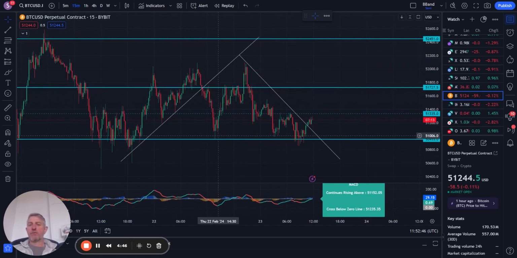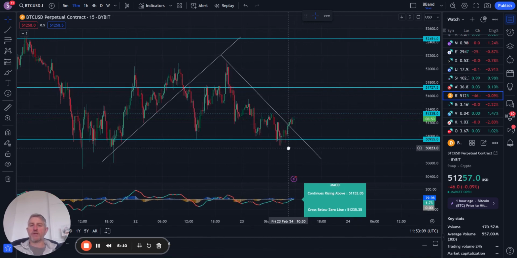Uptrend. Bit of jiggery pokery yesterday, but that mini range high wasn't broken, or didn't break, as I alluded to in yesterday's video. And then it resumed a bit of a downtrend overnight. And now don't short support is playing out. But where's it going to get to?